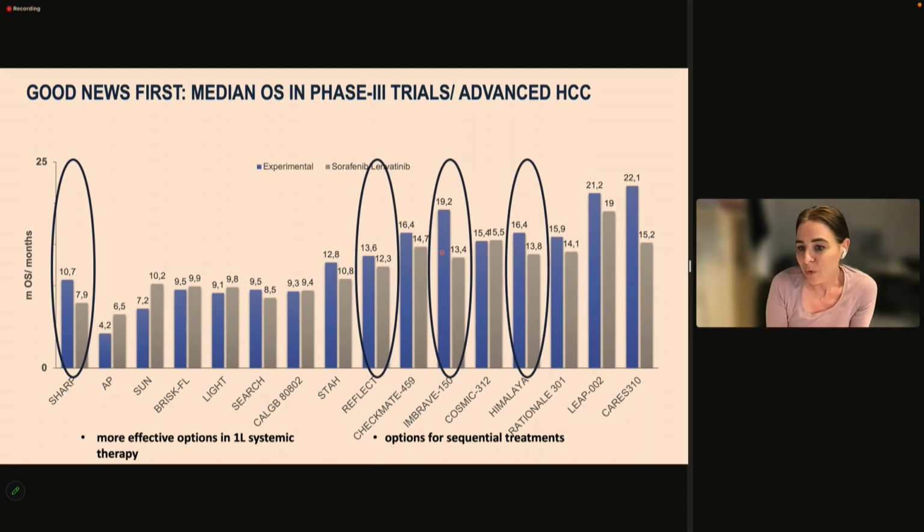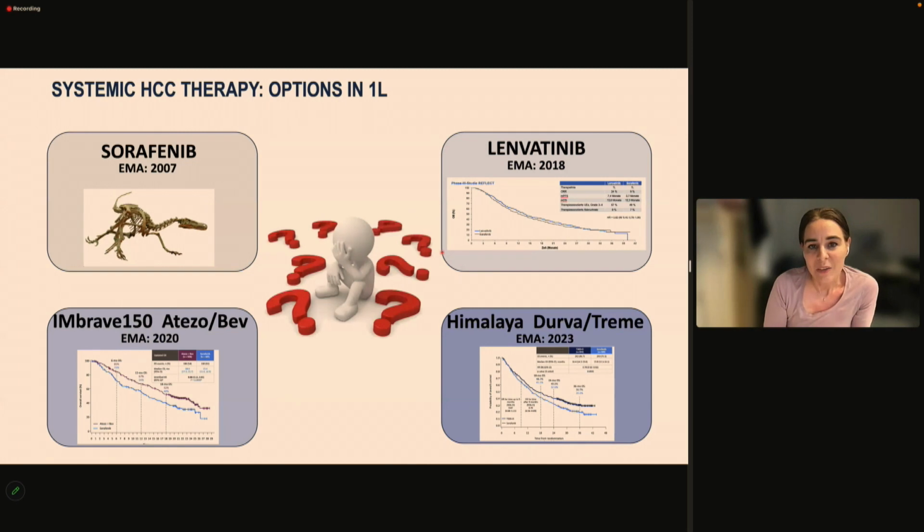What I've marked here are the 4 trials that have actually led to EMA approvals and also FDA approvals in the first lines of systemic therapy. And here you can find the agents that are currently approved by EMA. And on the top left-hand side, sorafenib, I always call it the dinosaur of HCC therapy, because actually it's been around for quite a while. But you can see here that this was approved in 2007, and it took 11 years until finally the second tyrosine kinase inhibitor, lenvatinib, was approved on the basis of the REFLECT trial, which we will dive into on one of the next slides. And these two are basically our tyrosine kinase inhibitor options.